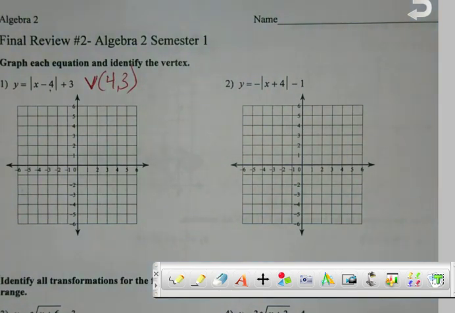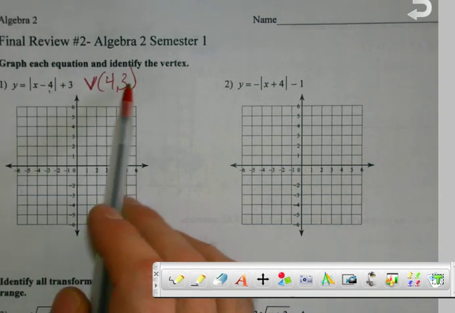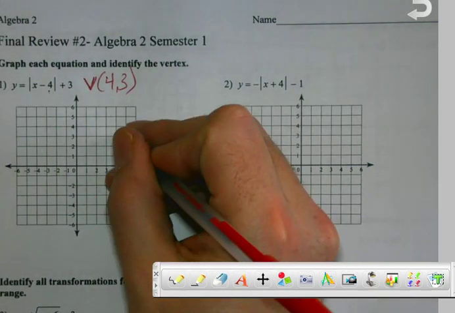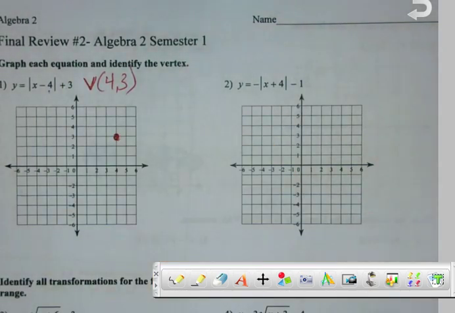If I have something in the absolute value, or something underneath the radical, that's going to be my x value, but it's the opposite of what I would think it is. And then any value that's out here will be my y. That's always going to give me a starting point to work with. Now, when you're doing absolute value, remember, it's going to be that V shape. It might open up, it might open down.